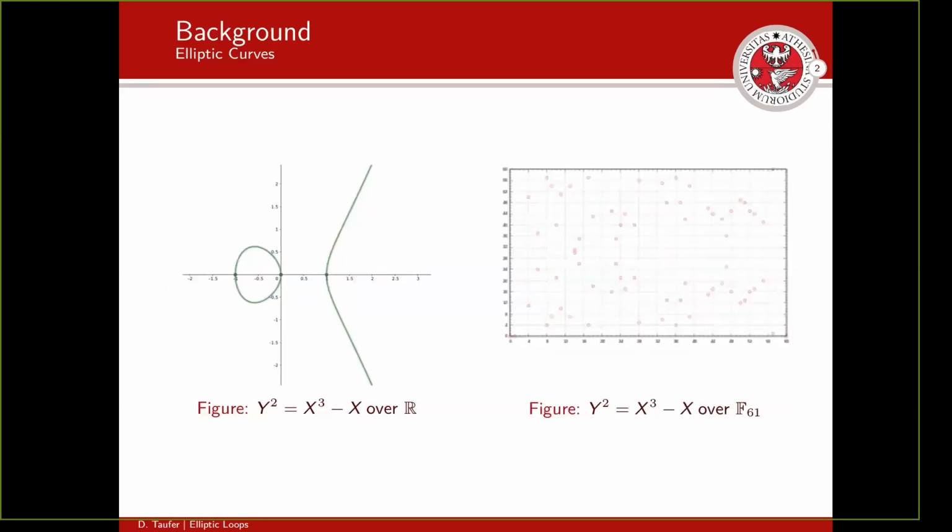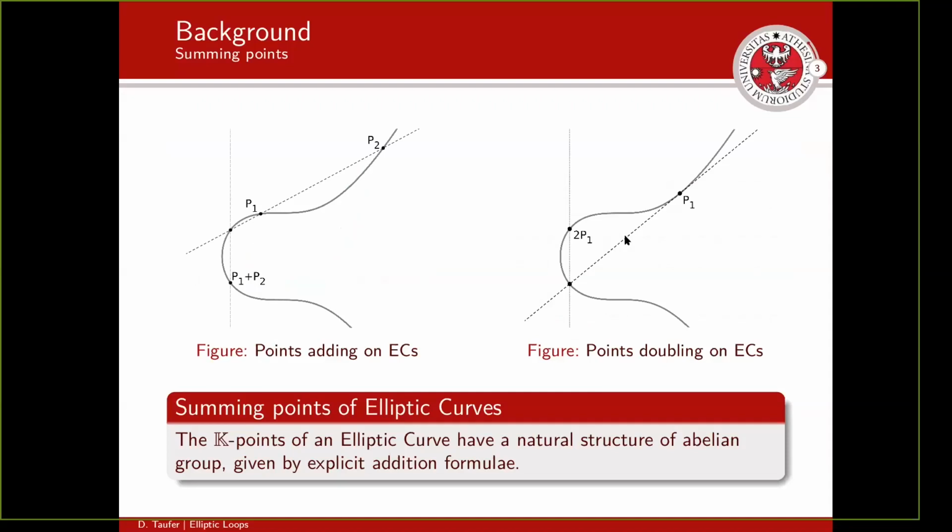So these are two examples. The left-hand side is an example of an elliptic curve defined over R, and the second one is the same curve but defined over finite fields. I will use these kinds of pictures because they are much nicer. But the thing you have to keep in mind is that we are working over finite fields, so the pictures will be much more like this one. So just a set of points, usually a very large set of points.